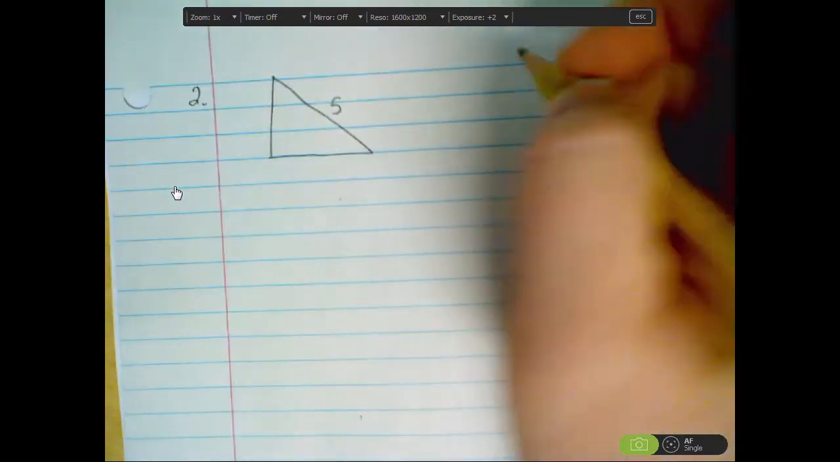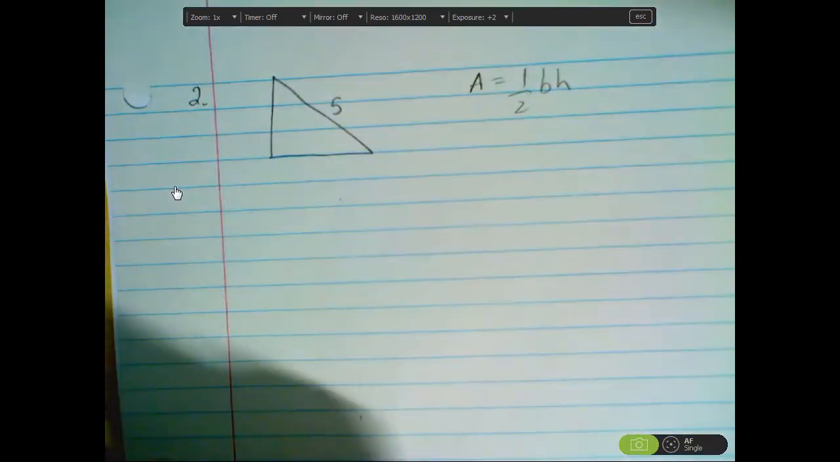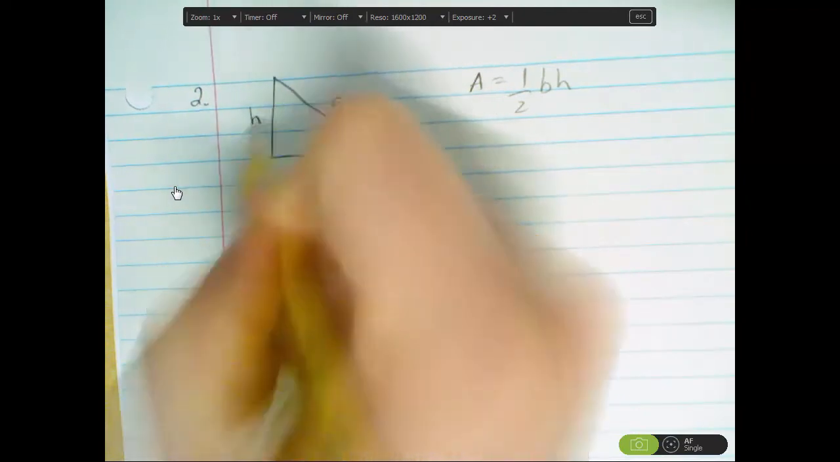Question number 2 on page 230 says, what's the largest possible area for a right triangle? So I'm going to draw my right triangle, whose hypotenuse is 5 centimeters long, and what are its dimensions? So we want to maximize the area. Remember, area of a triangle is 1/2 base times height. In this case, I don't know the base or the height, but I'm going to call this b and I'm going to call this h.